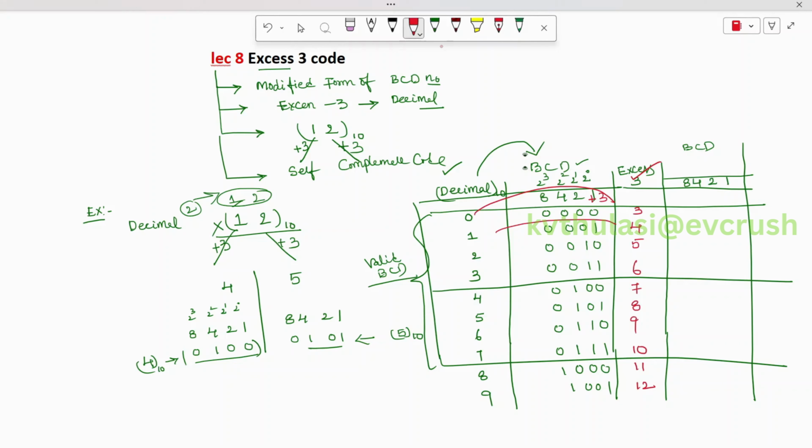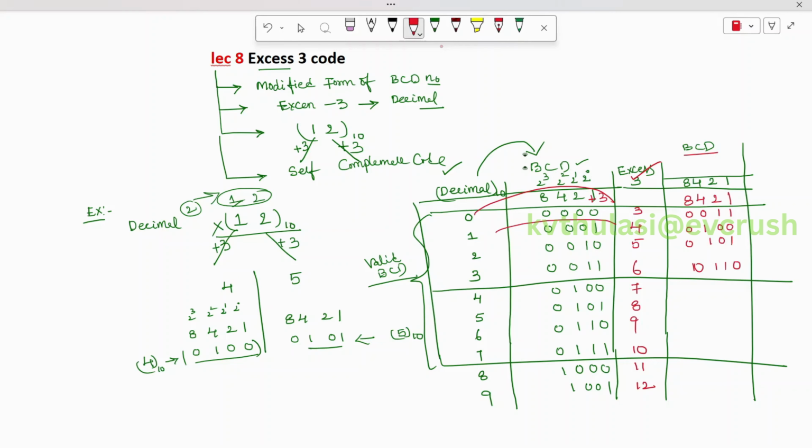For this Excess-3 code, we have to write down the BCD code. Let's try to write down. So this we already have in our hand, how to write down in BCD code. The standard format is 8421. How to write down 3? So 3 we can write down 0, 0, 1, 1. How to write down 4? 0, 1, 0, 0. How to write down 5? 0, 1, 0, 1. How to write down 6? Sorry, 0, 1, 1, 0.